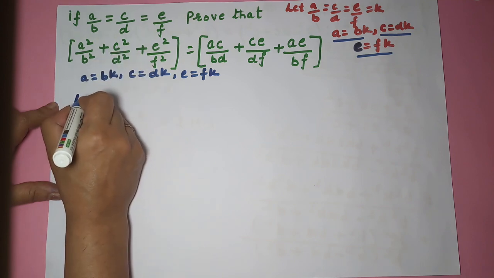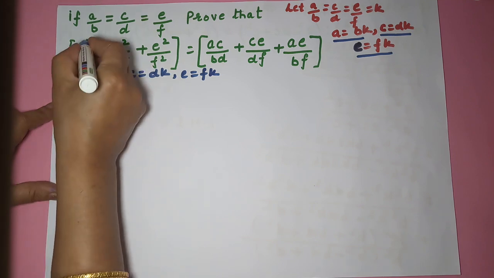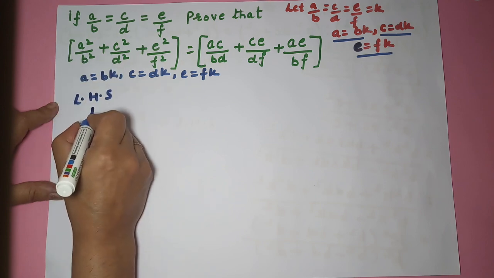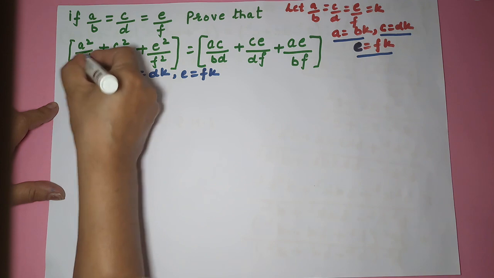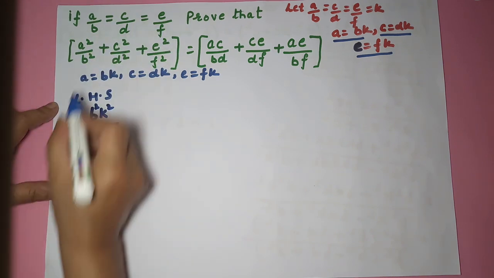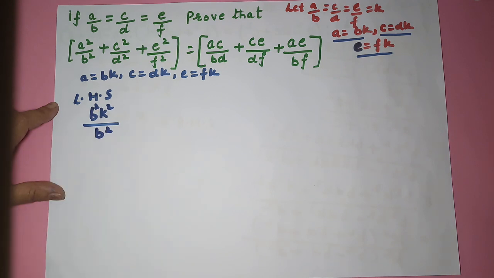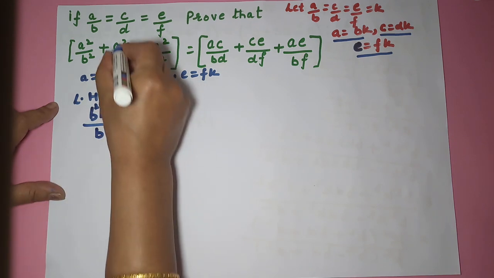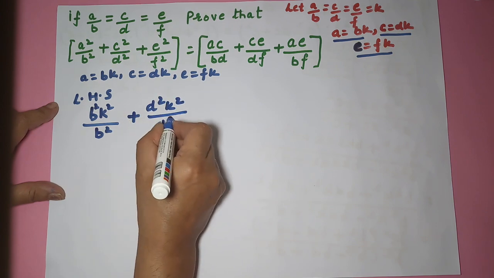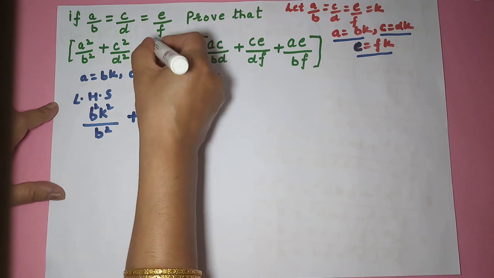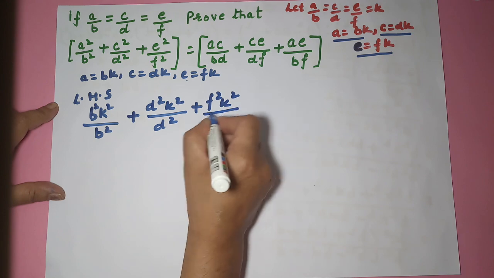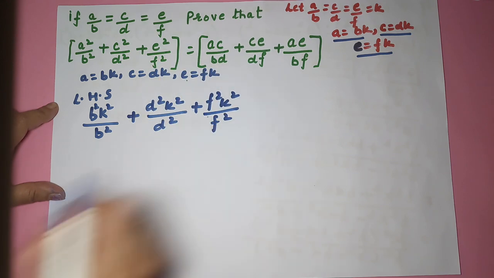Fine, let me take the left hand side here. What is my left hand side? My left hand side is A square by B square. What is my A? BK. So I'll substitute this as BK divided by, now since this is A square, so this will be B square K square, and then in the division I have B square plus C square. This becomes D square K square divided by D square. I have D square here and E square I can write as F square K square, and in the denominator I have F square.